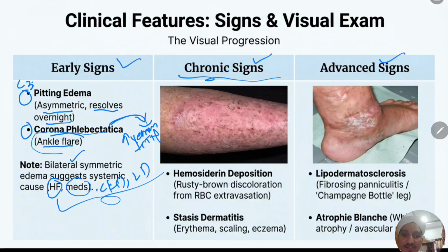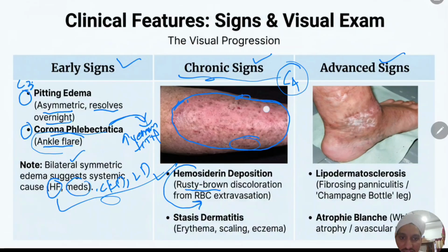And chronic signs are the development of skin changes. This is nothing but C4. There will be hemosiderin deposition. What is hemosiderin? RBCs leak from the capillaries, get broken down, and release a pigment known as hemosiderin. This hemosiderin staining causes rusty brown discoloration, and it is associated with stasis dermatitis. Here you can see the rusty brown coloration.